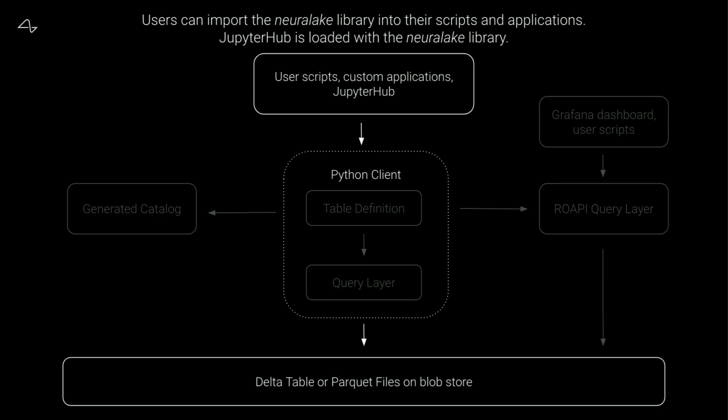And users can use the Python client directly. So internally, if somebody wants to just pip install Neuralake, they can do that on their own local machines. They can use Jupyter Hub. Jupyter Hub comes preloaded with the Neuralake library. They don't need to install it on their notebook. It's just, everything is just ready. One click to copy, one click to paste, one click to run. Very easy.